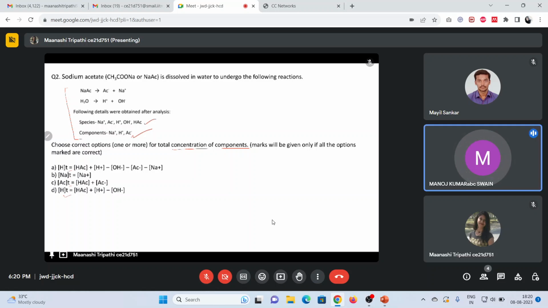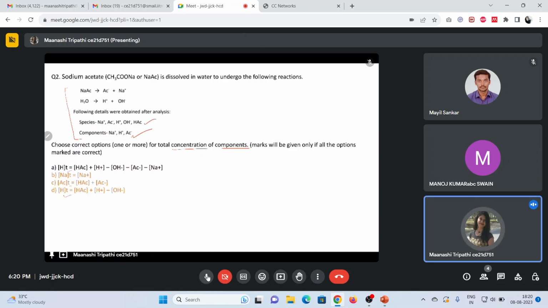Yes, madam. D is the answer, I think. We'll see. The correct options are B, C and D. And how? This question is very simple. Just look at these species, and you want to put sodium total. Just list out everything that has sodium. In this case, only sodium has sodium.